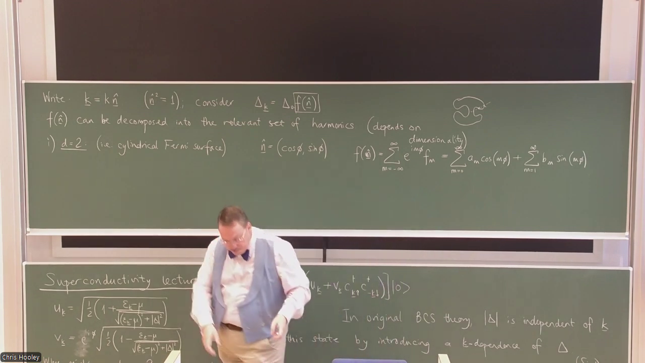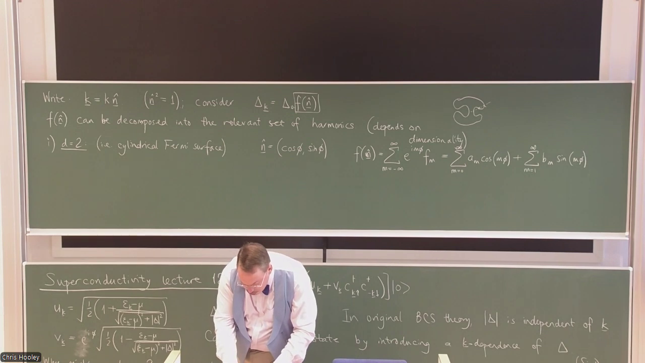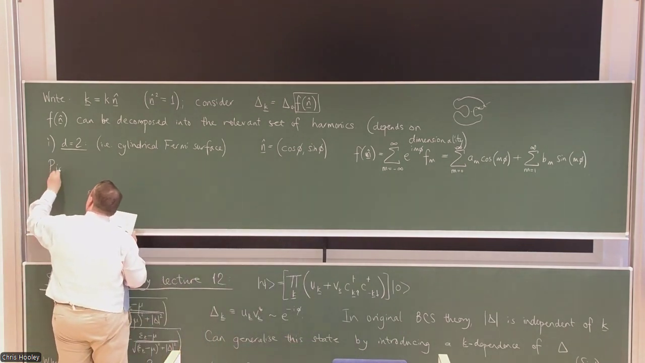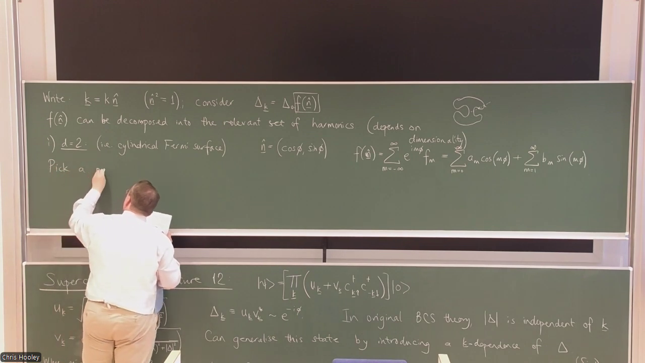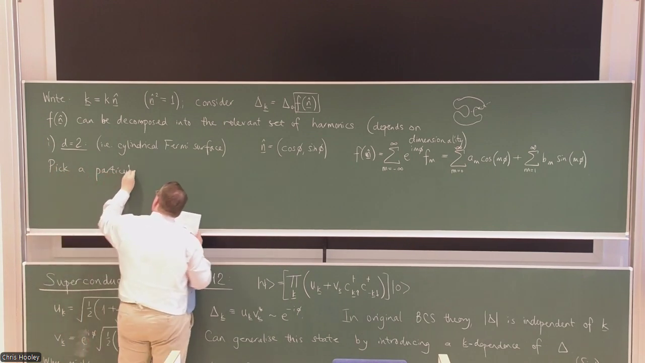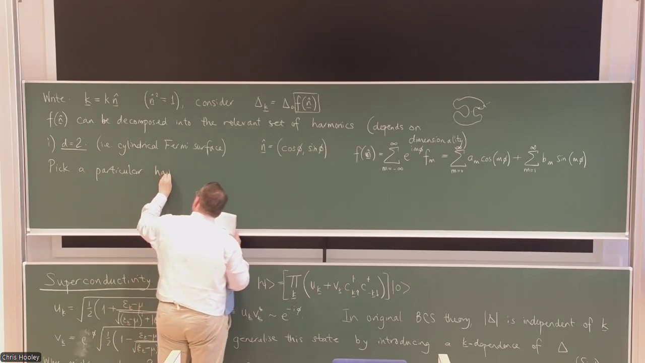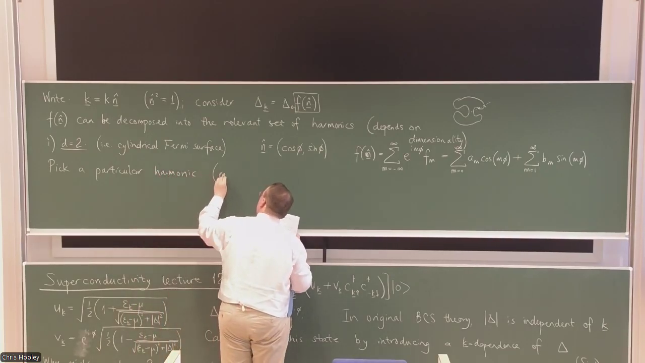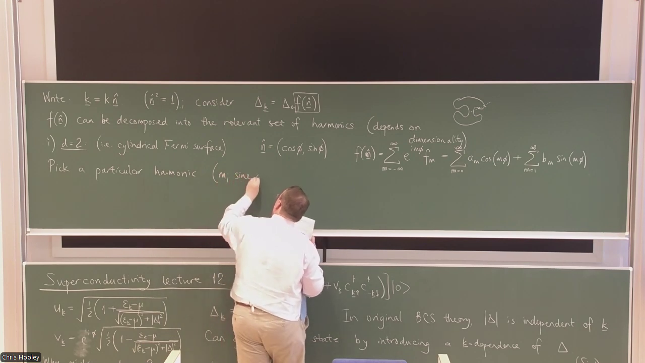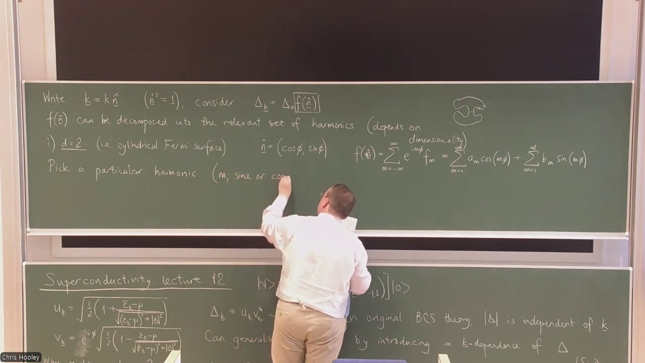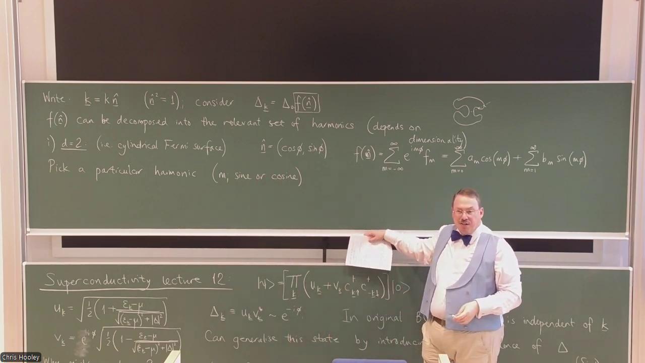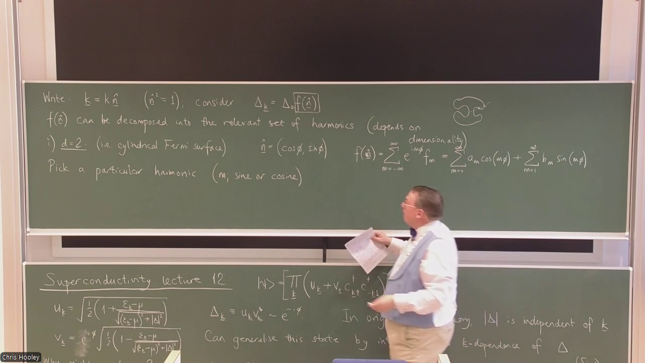Okay. So let's pick a particular harmonic, which I have to specify by picking a value of m, and unless m is 0, I have to tell you whether it's the sine or the cosine harmonic that we're going to look at.